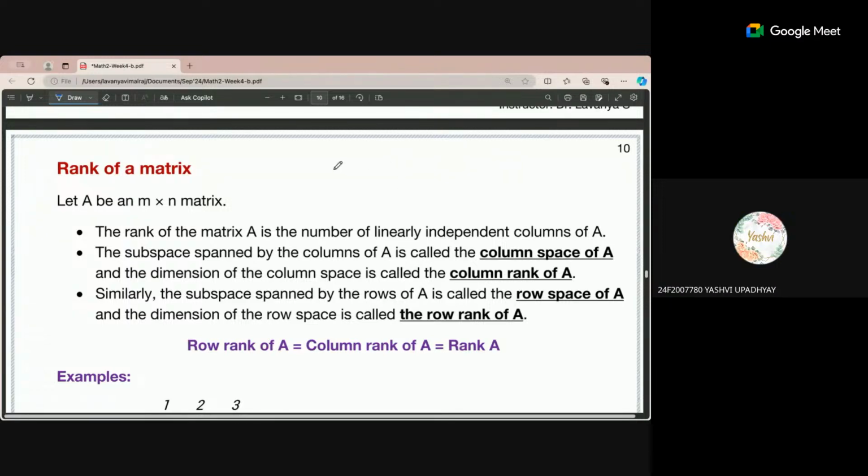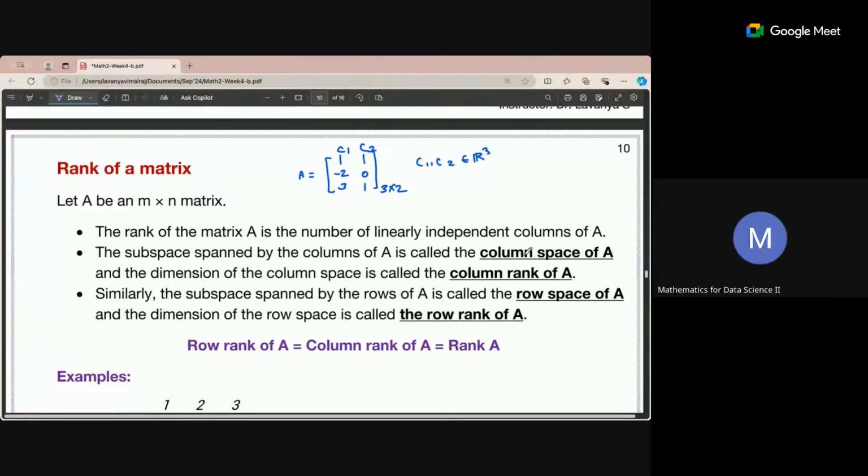Okay, so let me give an example. So you have 1, minus 2, 3, 1, 0, 1. Now these two vectors are from which space? The columns of A are, let's say this is C1, this is C2. C1 and C2 are vectors from R3. So what is the size of this matrix? 3 cross 2.